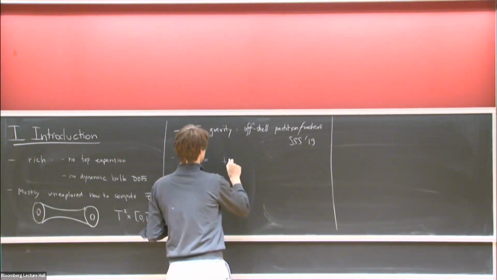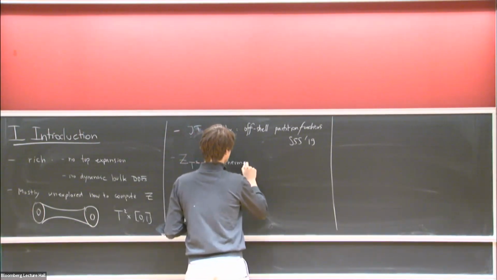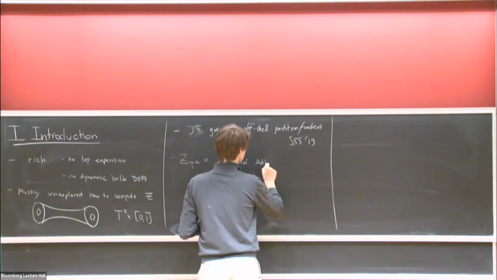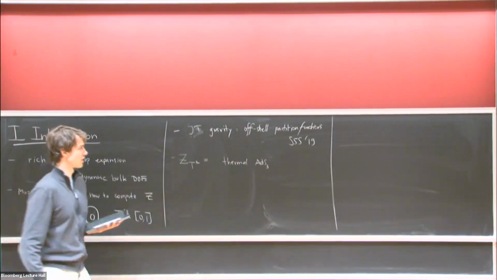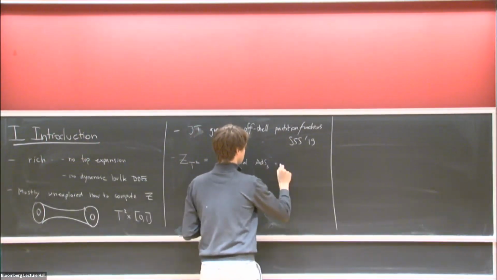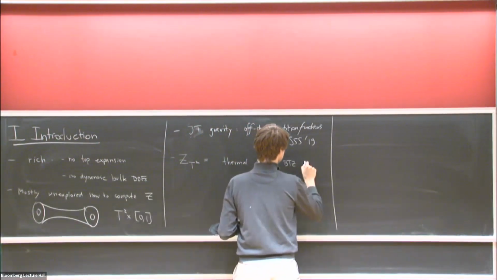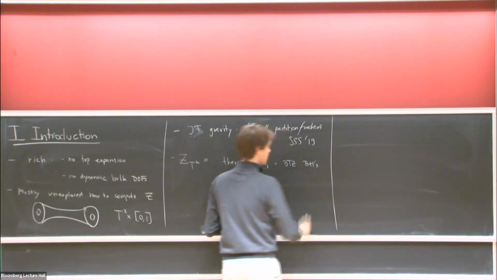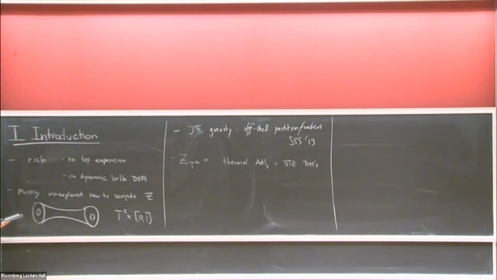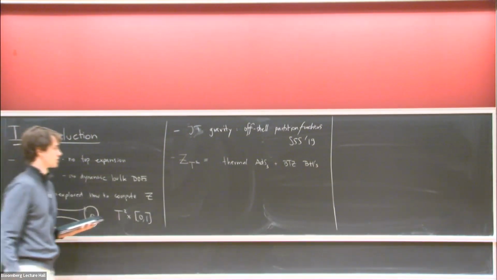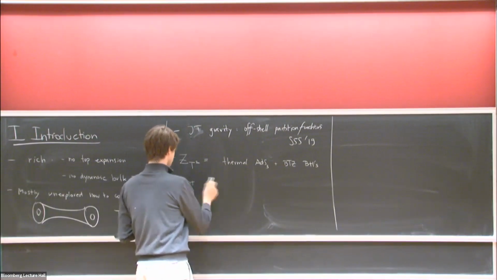And they said, okay, you should include all possible solutions with these given boundary conditions. So the first solution that you have is thermal AdS, but then you have various BTZ black holes that are basically modular images of thermal AdS. But then you could continue and try to include other geometries as well that don't admit classical solutions.